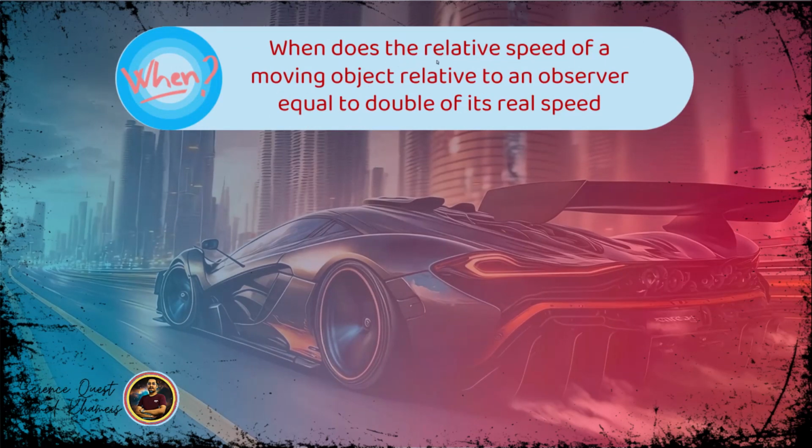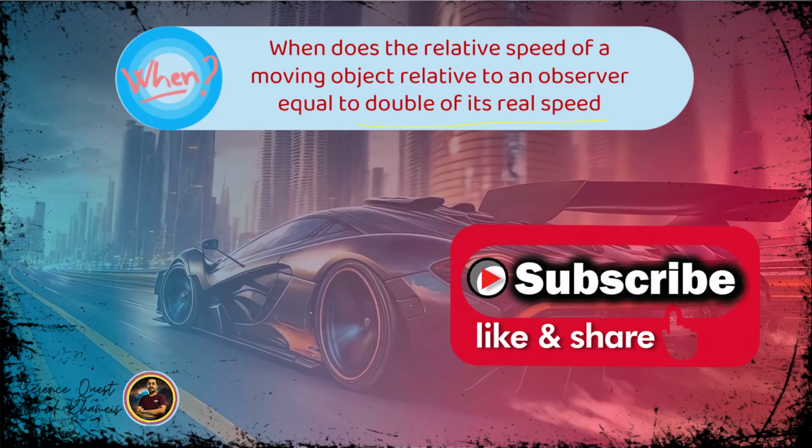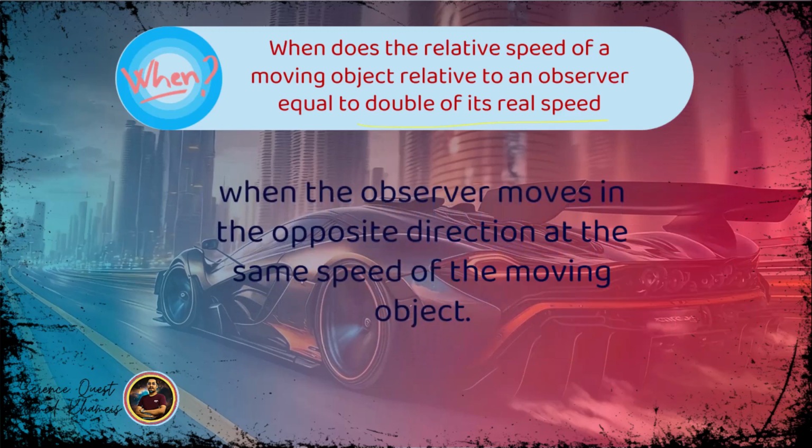When does the relative speed of a moving object equal double its real speed? That will happen when you and the car are moving in different directions but with the same speed. When the observer moves in the opposite direction at the same speed as the moving object. So you move in that direction at 50 kilometers per hour, the car next to you in the different direction at 50 kilometers per hour, so the relative speed will equal 100 kilometers per hour, double its real value.